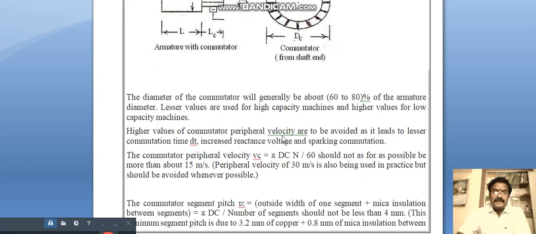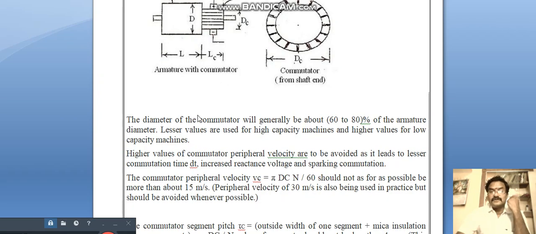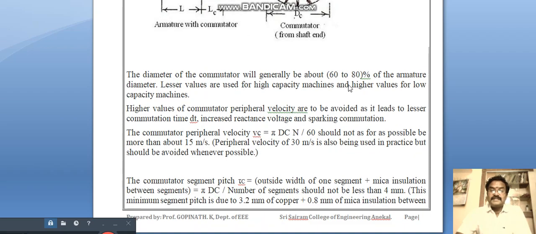The diameter of the commutator is generally about 60 to 80 percent of the armature diameter. If the armature diameter is 1, then the diameter of the commutator will be 0.6 to 0.8. Lesser values are used for higher capacity machines and higher values are for lower capacity machines.